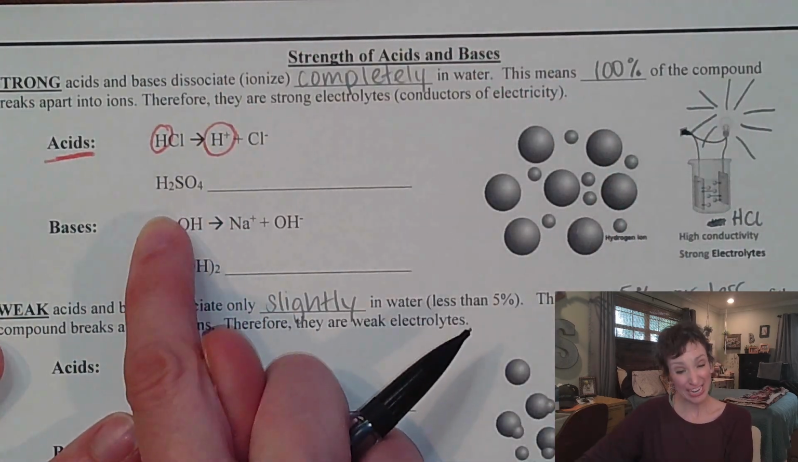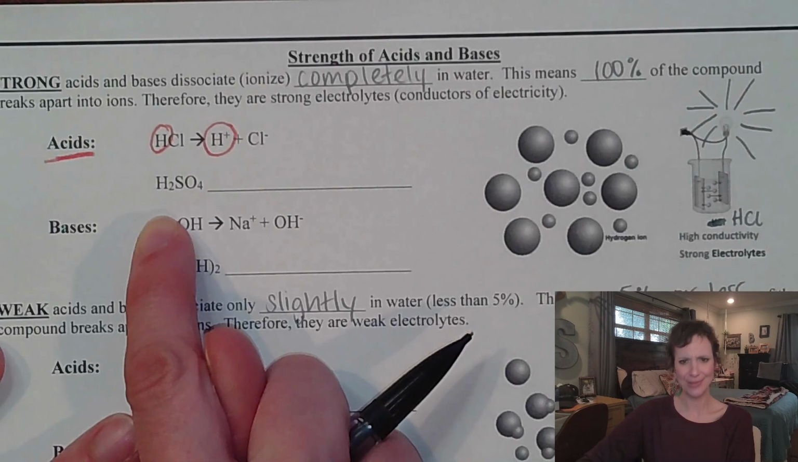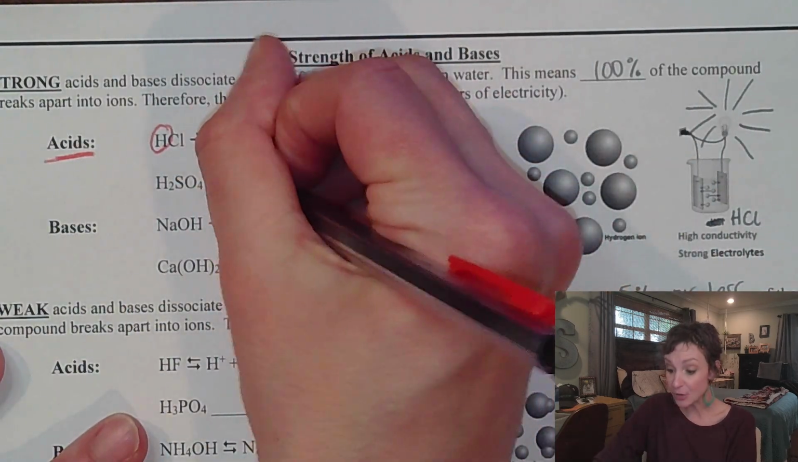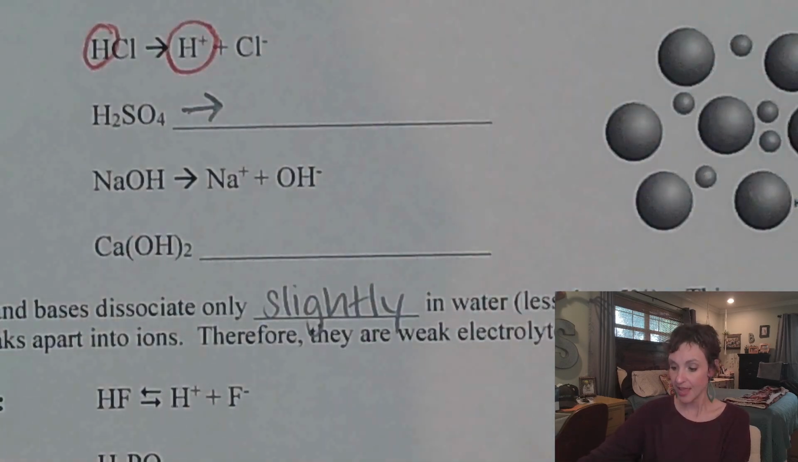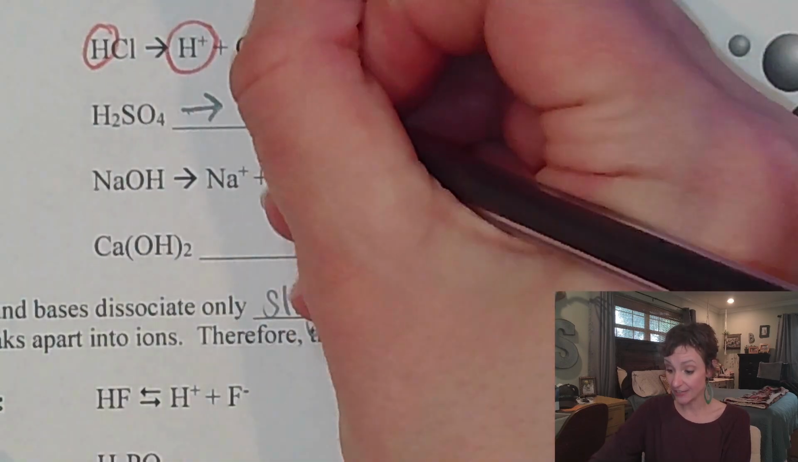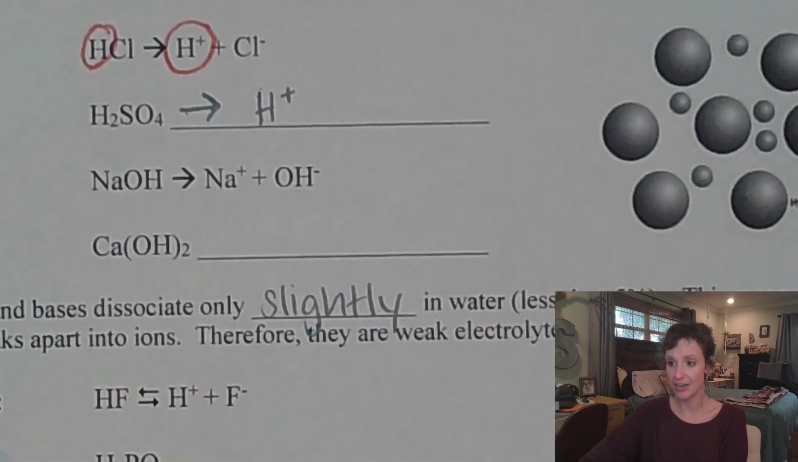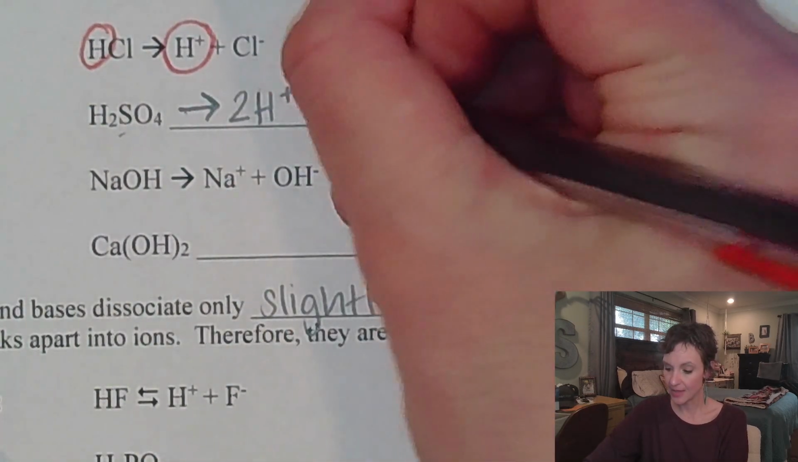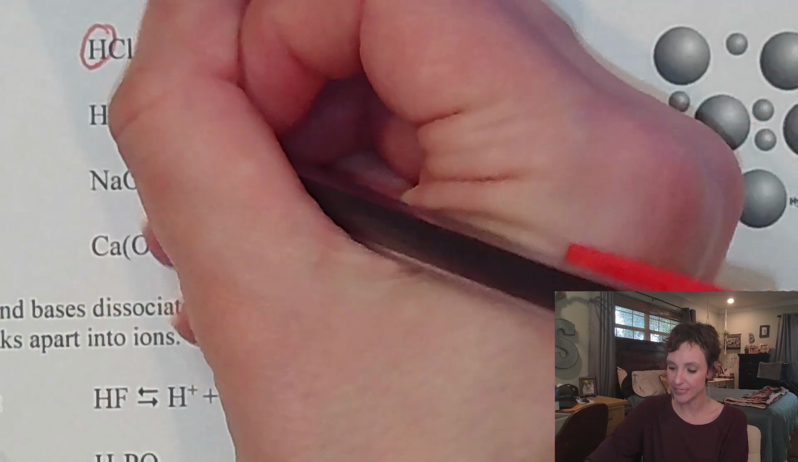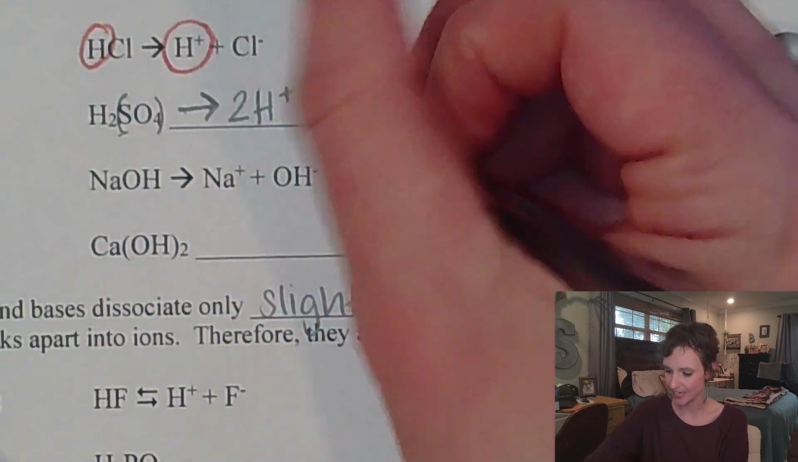Now, sulfuric acid is also on my list of strong acids, so it will dissociate completely, which means a single-headed arrow. I'm going to zoom in because we cannot see. Now, to show the dissociation of ions, he produces the hydrogen ion, but how many? 2 of them. And the anion that he produces is the sulfate polyatomic ion.